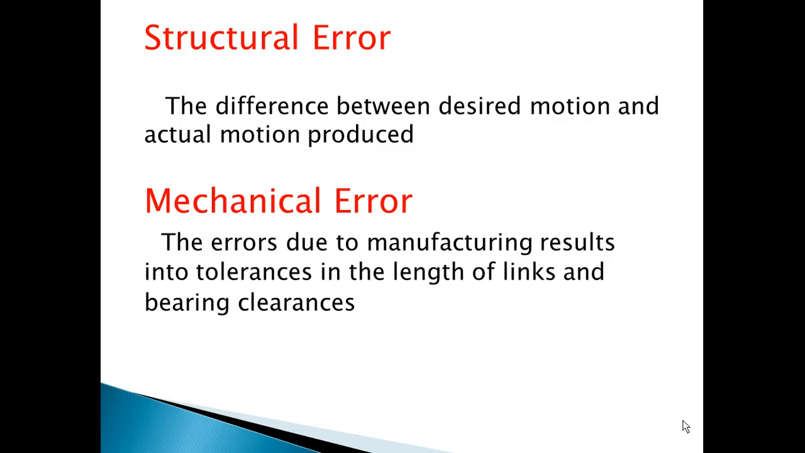Next one is mechanical error. This error is present due to the manufacturing processes. During manufacturing, a lot of errors happen while making the parts, and this manufacturing error results in the mechanical error, because of some tolerances in the length of the link, or some clearance in the joints, and the total result of all this is known as mechanical error.